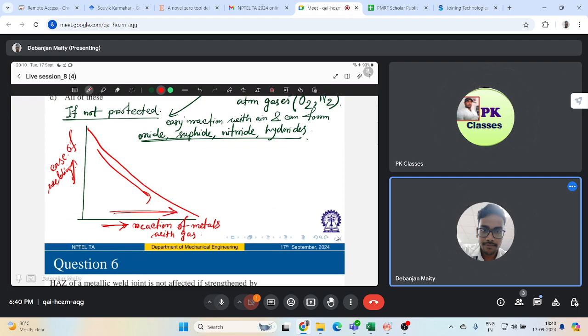Same is true for something called solubility. This is also a parameter, so I will mention it as C.